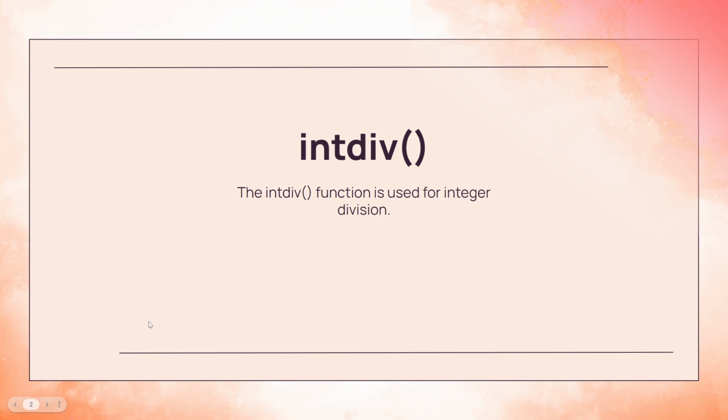Suppose you want to divide a number like 4 by another number like 2. You can use the intdiv function. Basically it is a combination of two words: int stands for integer and div stands for division, and we have to pass two parameters in this function. Let me show you through a practical example.